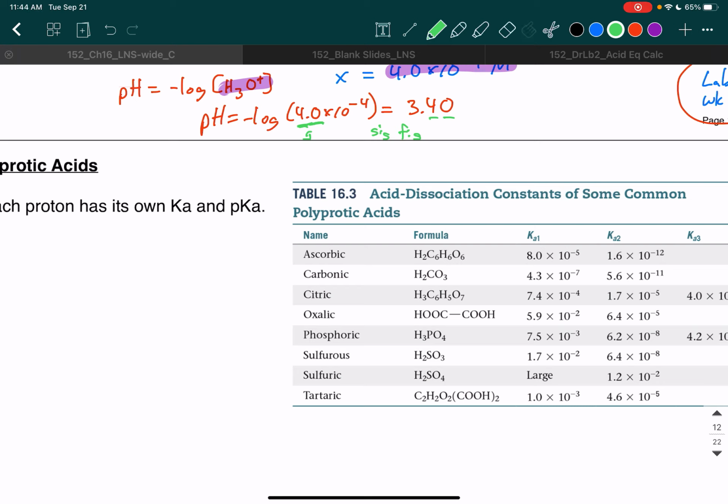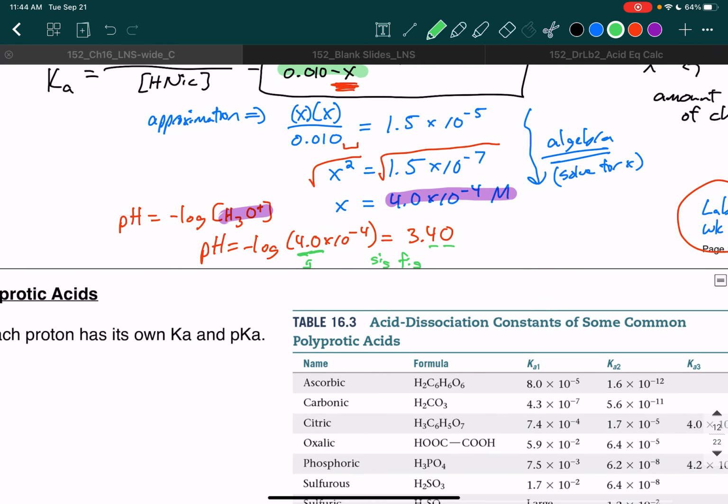And that's it. So the pH is about 3.40 or so for this solution, and that's with that approximation. If you use the quadratic formula and went through all of that, the answer would probably be, I'm just guessing, 3.42. So it's a difference of 0.02, and that doesn't matter, honestly.